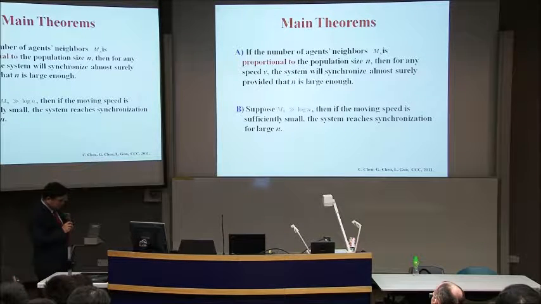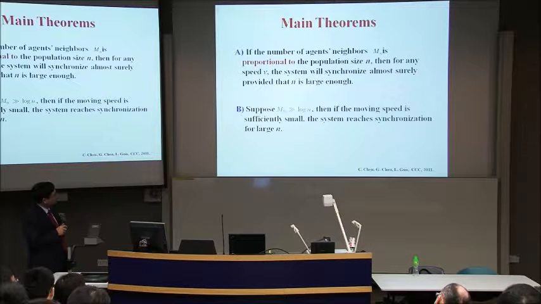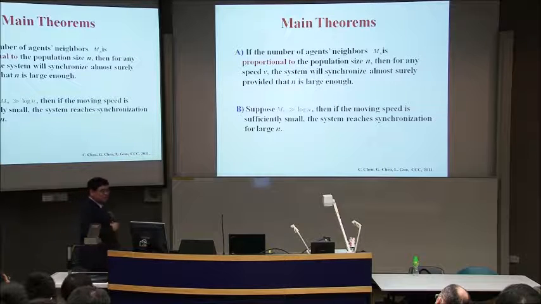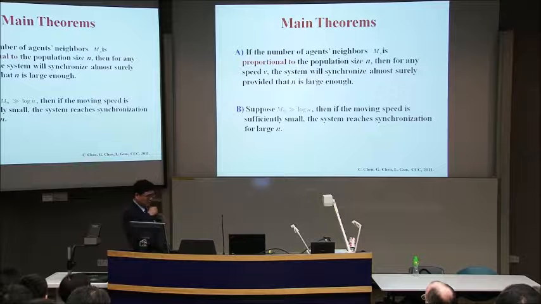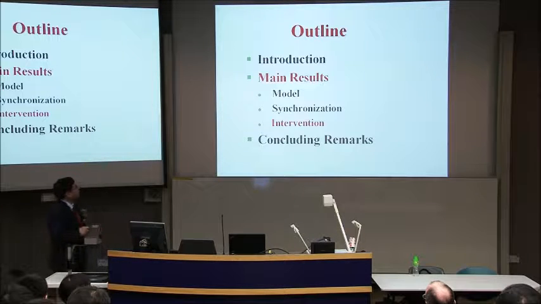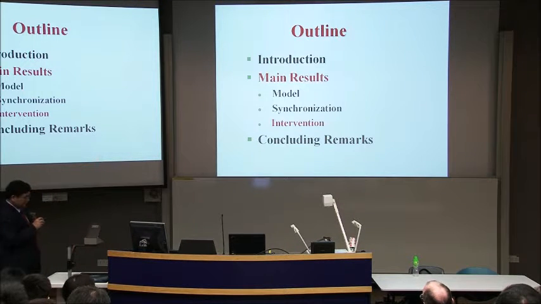So that means approximately log n neighbors is almost sufficient, I would say. So if you connect with log n neighbors. Okay, now let's have a look at the intervention.